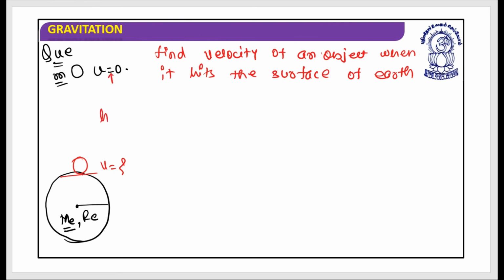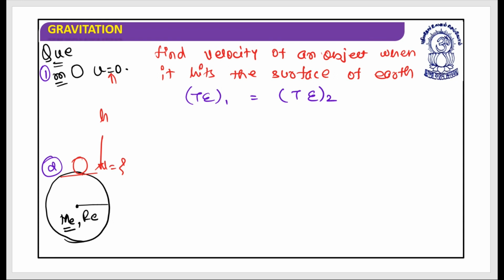Let's call this distance h. So how will I do this, or what should I do? Same thing: this is the first, this is the second. The total energy of the first object should be equal to the total energy of the second object.